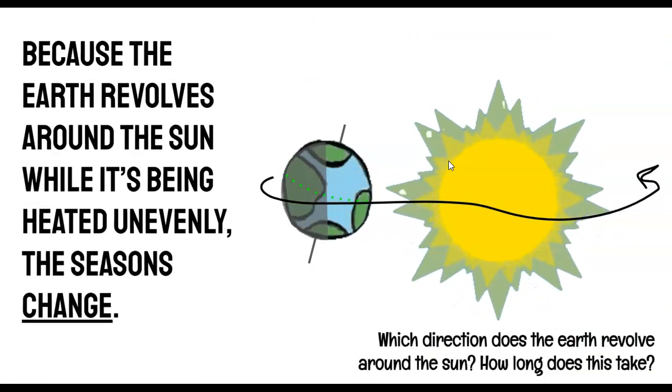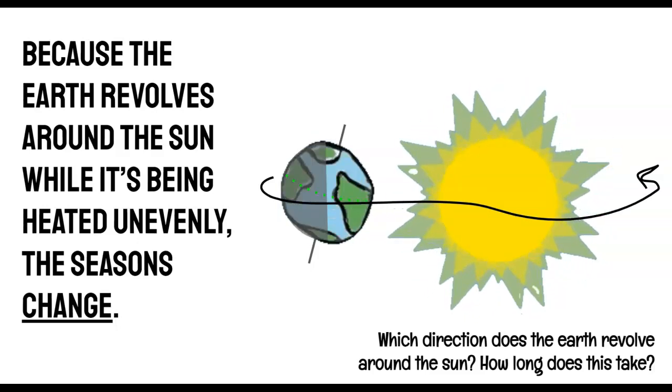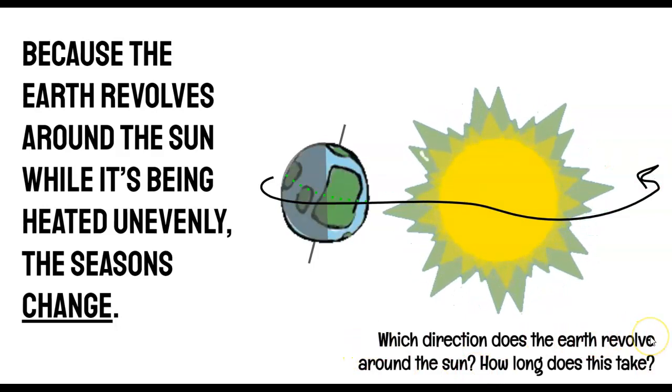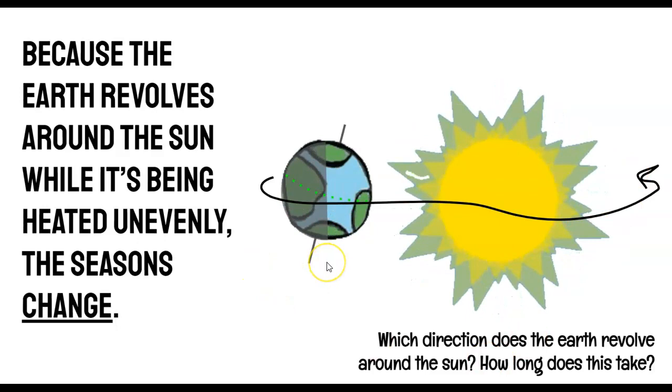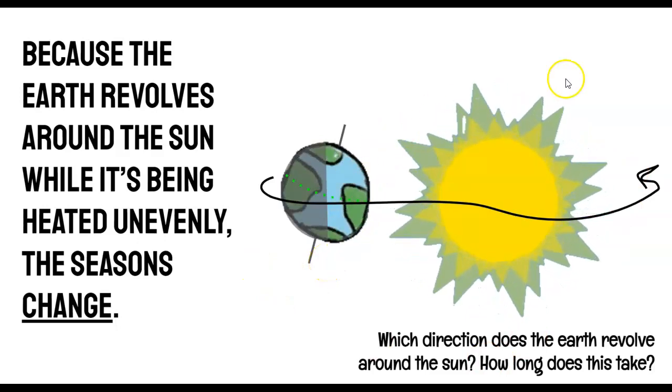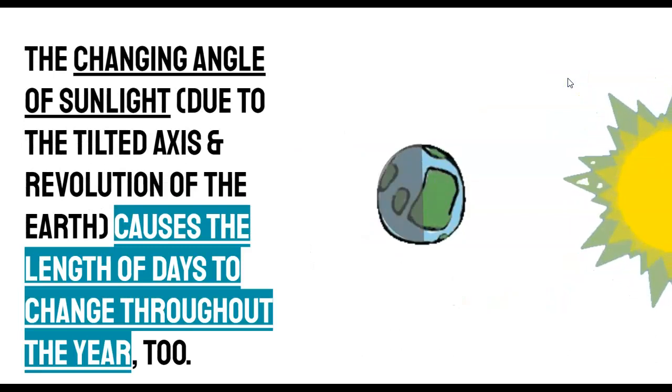Because the Earth revolves around the sun while it's being heated unevenly, the seasons change. And to answer this question, which direction does the Earth revolve around the sun? It's counterclockwise, just like the rotation, and it takes 365.25 days. But that's not the whole story.